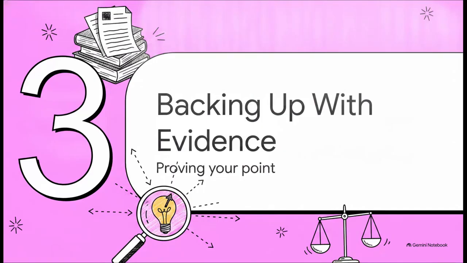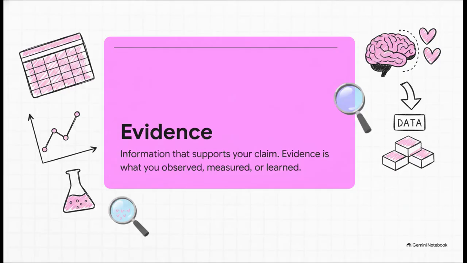Section 3. Backing up with evidence, proving your point. Okay, so we've got our specific claim, but now we need to prove it using the E in our framework, evidence. Evidence relies strictly on what you observed, measured, or learned, things like data tables, graphs, or experiments. It entirely leaves personal opinions at the door. When students are mastering scientific arguments, this is the exact moment they learn to detach their feelings from the facts. It is literally never about what you think happened. It is 100% about what the data shows happened.